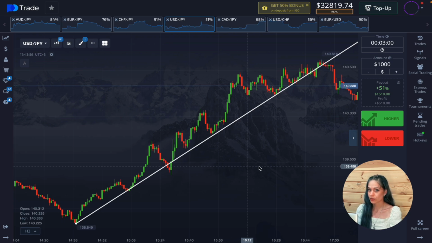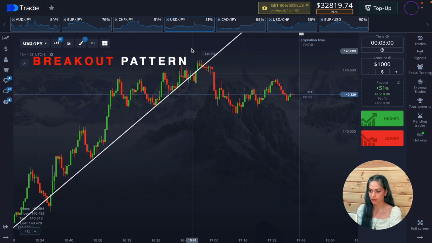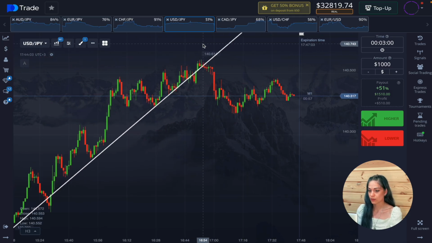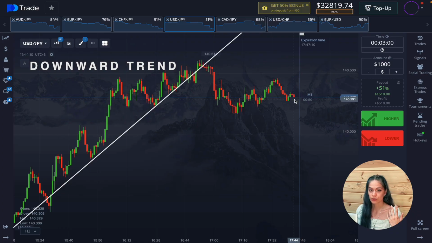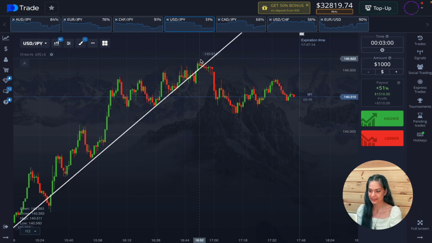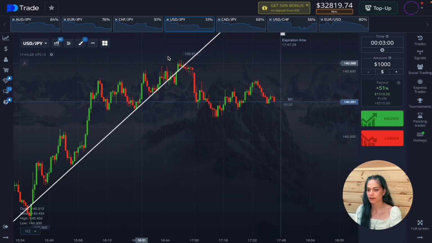But it is really important to understand that there's a second pattern. It's called the breakout pattern. It's when the price comes to the trend line, but instead of bouncing up, it bounces down, creating a downward trend. Easy, right? It is really important to understand that in order to determine the breakout, it is not enough to look at the fact that the price broke through the trend line, because if you look at the beginning of the chart, you can see that the price broke the trend line but continued with a continuation pattern.